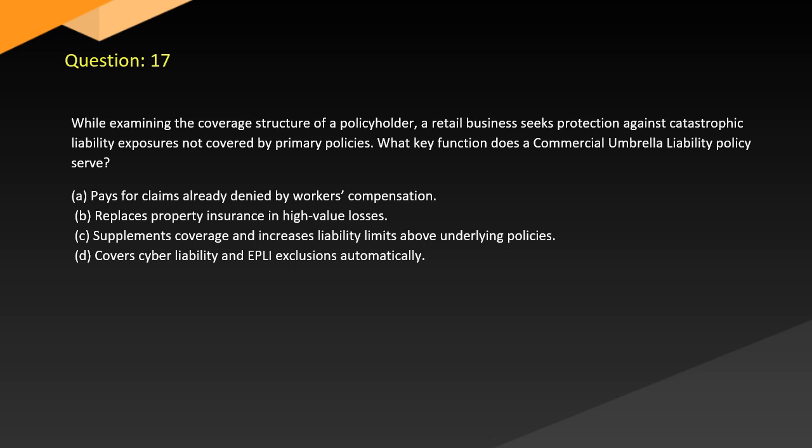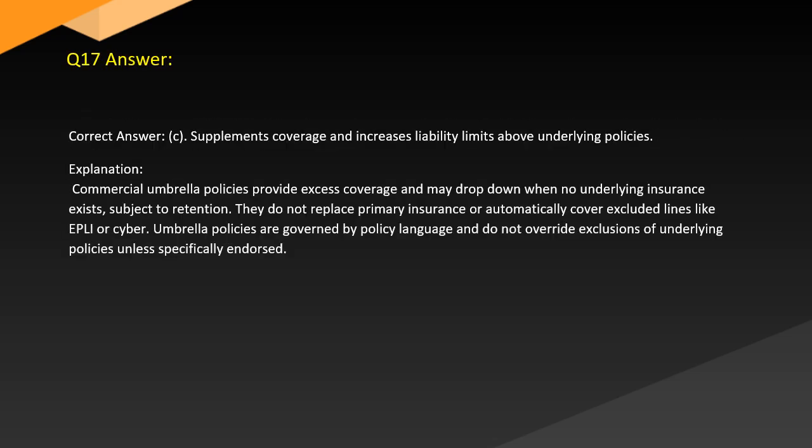Question 17. While examining the coverage structure of a policyholder, a retail business seeks protection against catastrophic liability exposures not covered by primary policies. What key function does a commercial umbrella liability policy serve? A. Pays for claims already denied by workers' compensation. B. Replaces property insurance in high-value losses. C. Supplements coverage and increases liability limits above underlying policies. D. Covers cyber liability and exclusions automatically. Answer. Correct answer: C. Supplements coverage and increases liability limits above underlying policies.